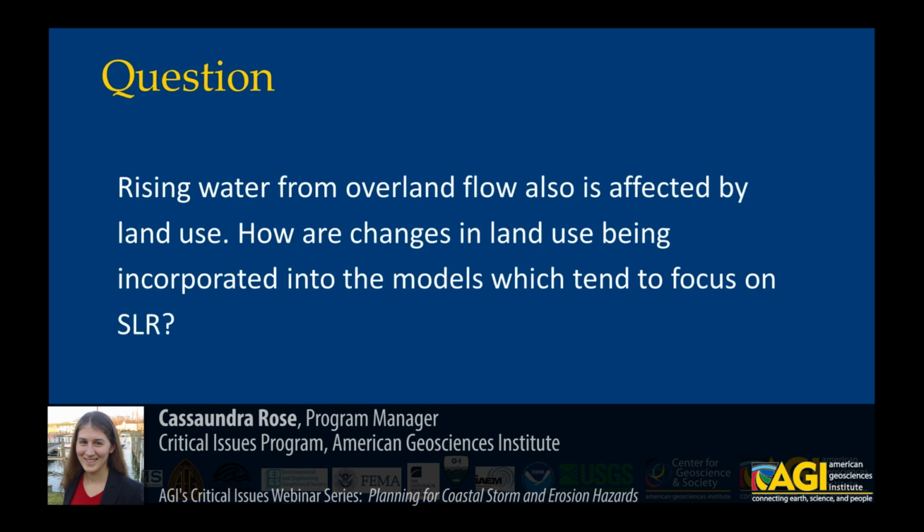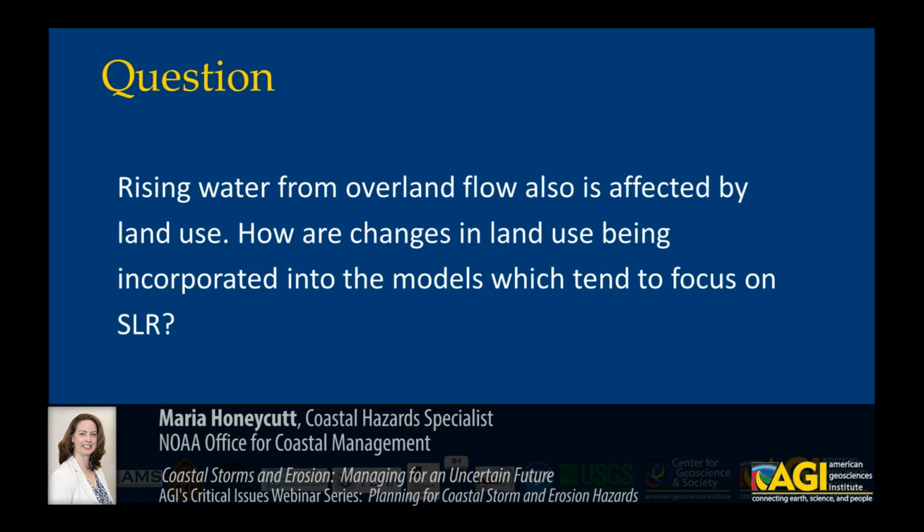Rising water from overland flow is also affected by land use. How are changes in land use being incorporated into the models, which do tend to focus on sea level rise? So speaking for NOAA and our viewer, and I think Patrick started to hit on this as well, ours is a static system. We use high resolution LiDAR topographic data as the basis of the mapping, and it is not something that is sensitive or considers in any way land use or other even geomorphic change that may happen over the course of time. But maybe Patrick might want to say more about the capabilities of some of their models.